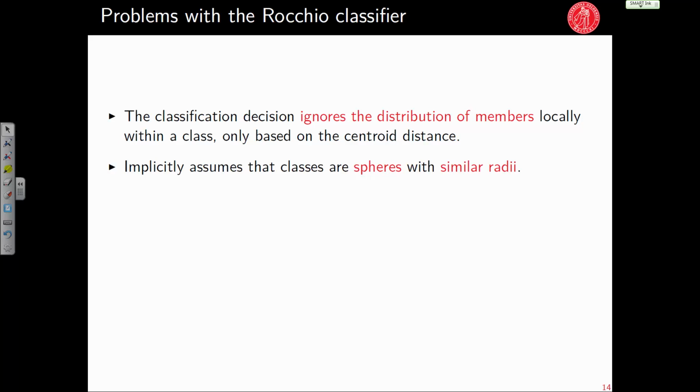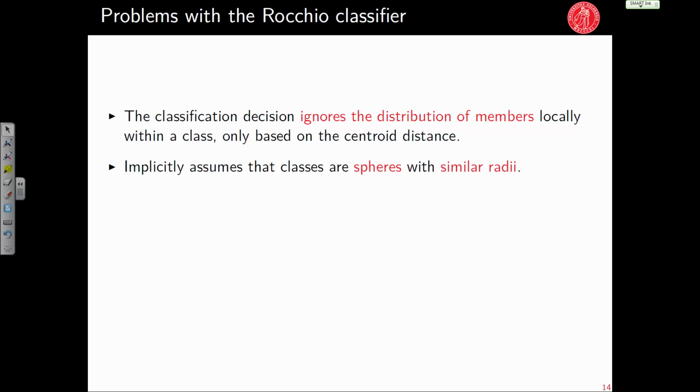So in other words, when you train a Rocchio classifier, you are given a training data set, you compute the centroids, you store the centroids, and then you no longer care about these training examples. What matters to you is the centroids. And in a way, the Rocchio classifier is ignoring the original distribution of the points in the space, which will make it miss some information.